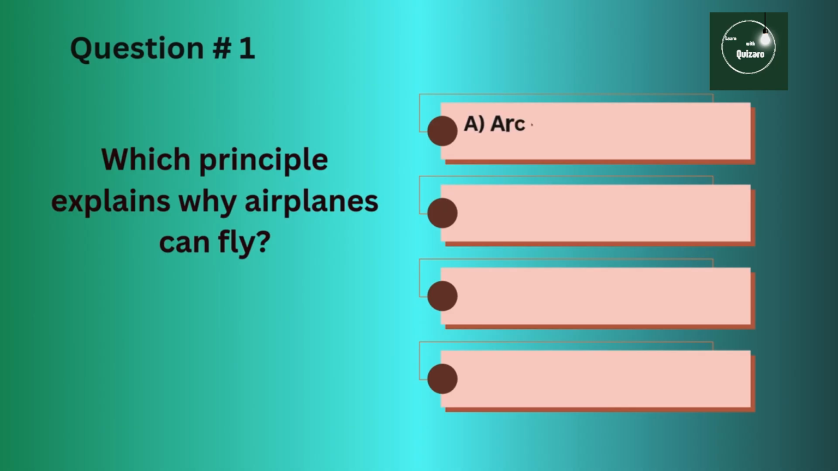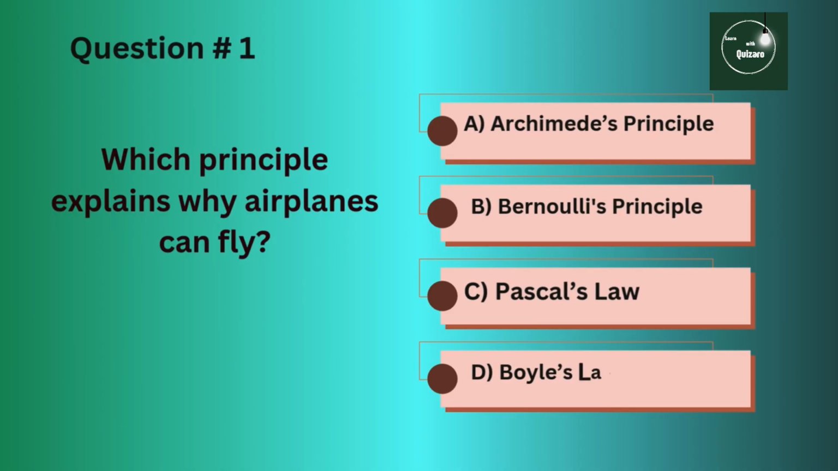Question number 1. Which principle explains why airplanes can fly? A. Archimedes' principle. B. Bernoulli's principle. C. Pascal's law. D. Boyle's law.